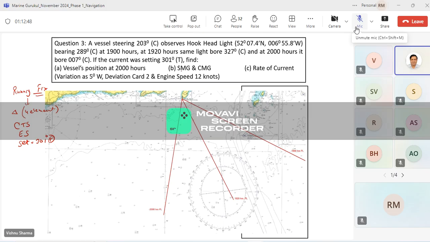find the SMG, CMG, rate of current. That means he wants us to find out three things. That means I'm only left with three items, three elements. Correct, beta? Yes, sir. And with three elements, I cannot complete the triangle come what may. So the first thing on seeing the staggered observations, I said, let me deploy running fix. But when I come to the number of elements, I hit a dead end.